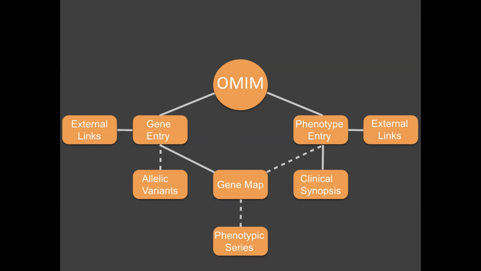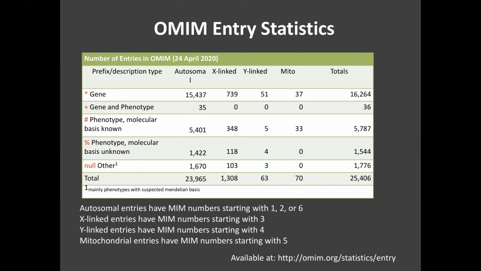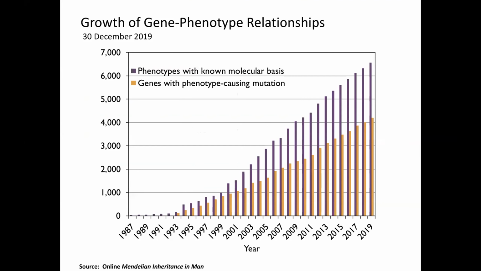This is the structure of the data within OMIM. We have phenotype entries and gene entries, and they're linked through a gene map, and related phenotypes are entered into a phenotypic series. We have about 25,400 entries today, of which 16,300 are genes, and the rest are all phenotypes. Most are Mendelian, but we also have phenotypes where there's a major genetic contribution, for example, type 2 diabetes.